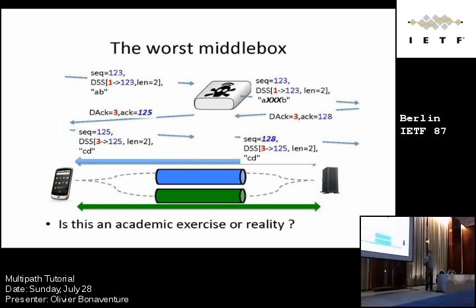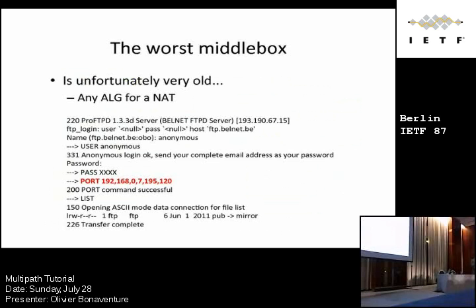But this middle box, is it an academic exercise, or do you know where this middle box exists? Was it invented by people from university to add complexity to Multipath TCP, or is it something real? I guess you have one at home, each of you. That's the old application level gateway for FTP NAT.